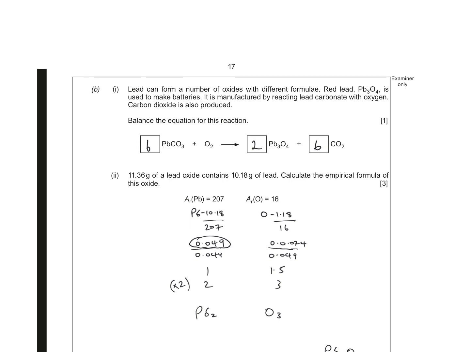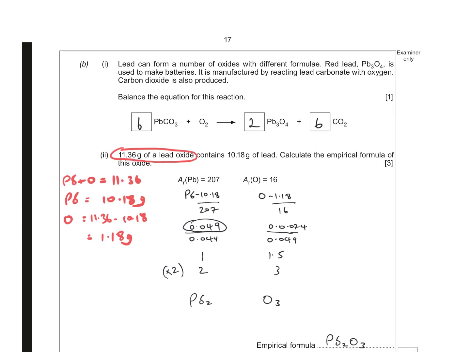So first thing, I have to do the empirical formula table or grid where I have a column for each element. And at the top of each element goes the mass. Well, what I want you to see here is 11.36 grams of lead oxide. So the lead and the oxide together equals 11.36. The lead on its own equals 10.18. So the oxygen will be the leftover. So I work out the oxygen is 1.18 grams just by taking those away and working out this difference. So that's my first mark there.